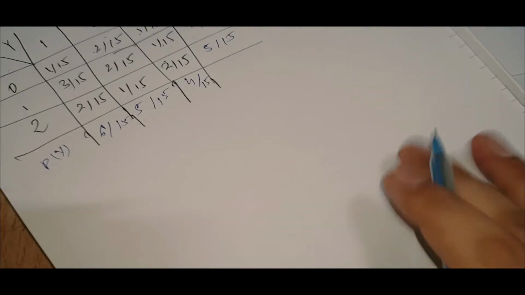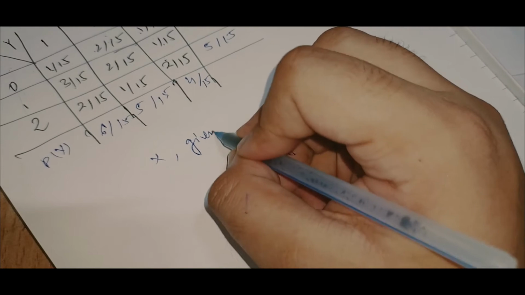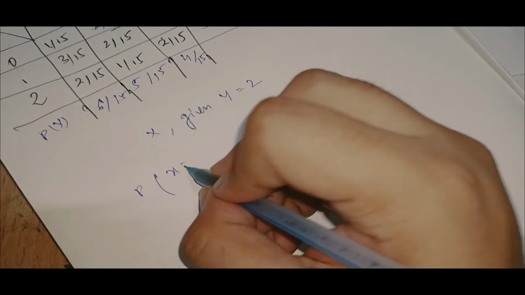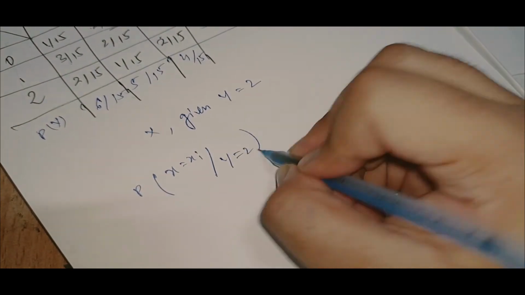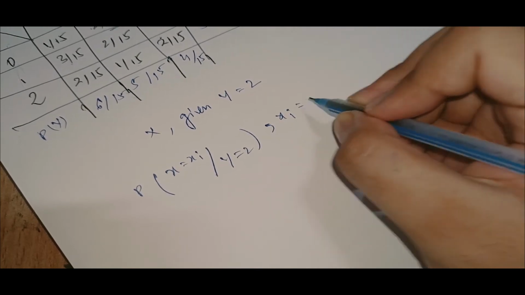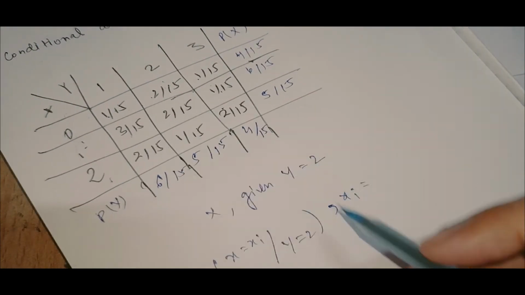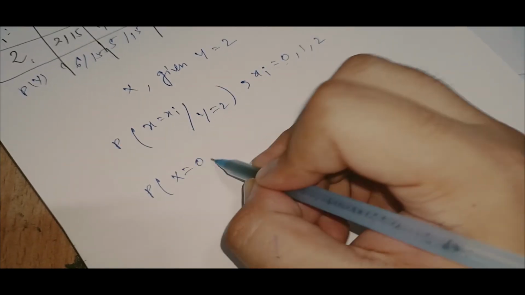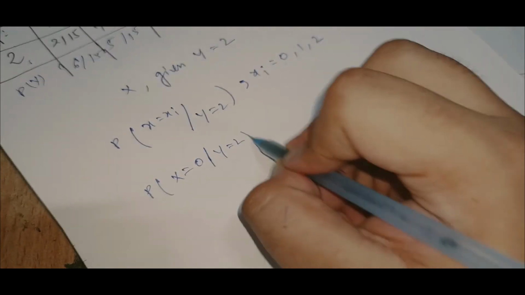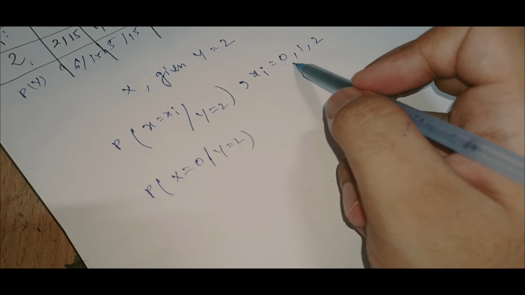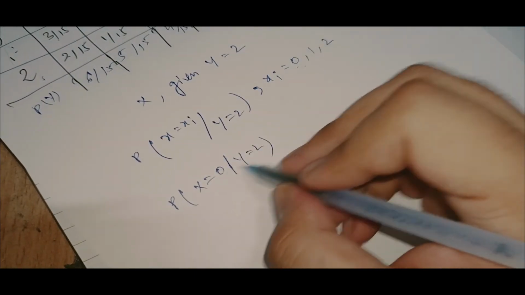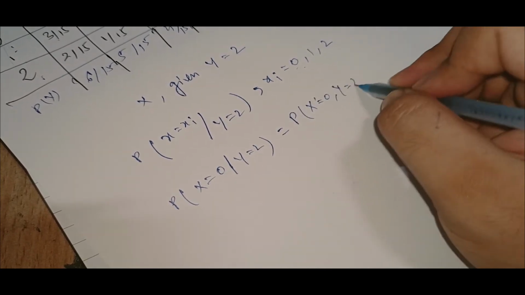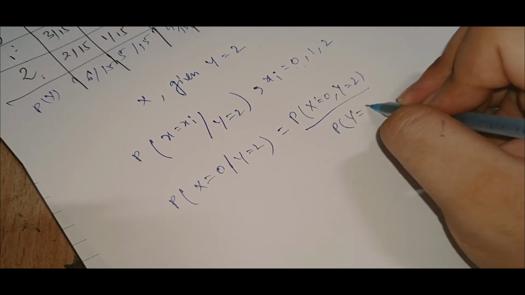So now the conditional distribution of x given y equals 2. We read the formula, P of x equals xi given y equals 2. Here xi takes the values 0, 1 and 2. Y would be constant, and here we would vary x over 0, 1 and 2. So this would be probability of x equals 0 and y equals 2 divided by probability of y equals 2.